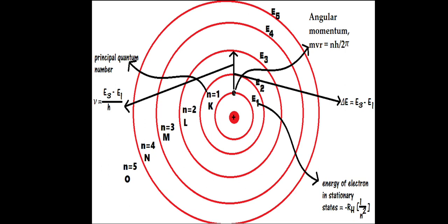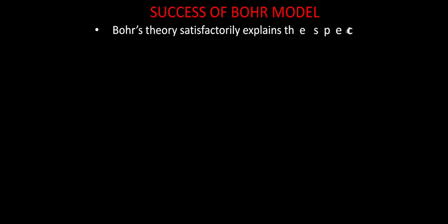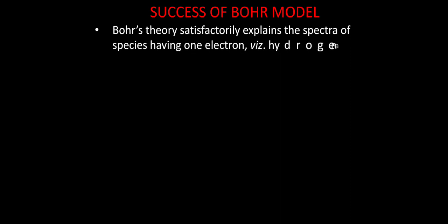Now, what were the successes, or what are the things the Bohr model could explain? So, the success of the Bohr model. Bohr theory satisfactorily explains the spectra of species having one electron, namely the hydrogen atom, etc.